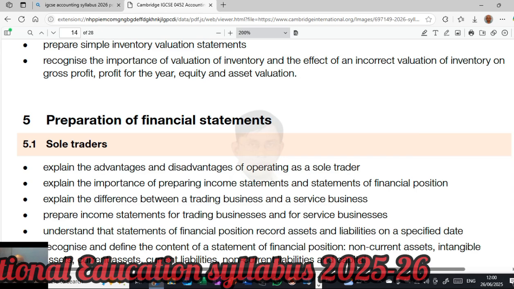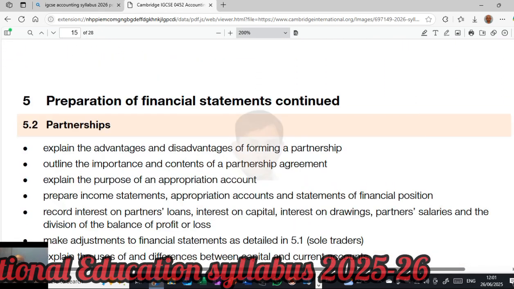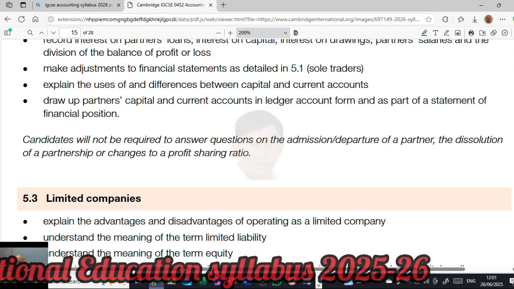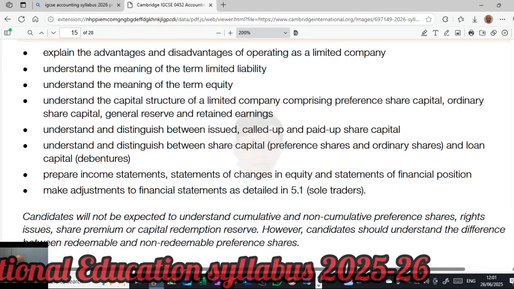Preparation of financial statements of sole traders. Preparation of financial statements of partnership firms. Then preparation of financial statements of limited companies. All these things we'll be learning in detail.